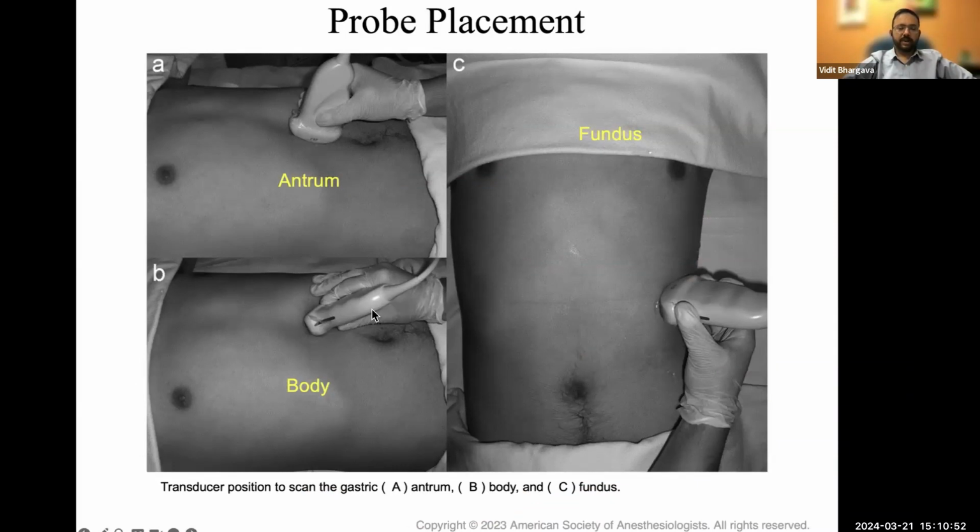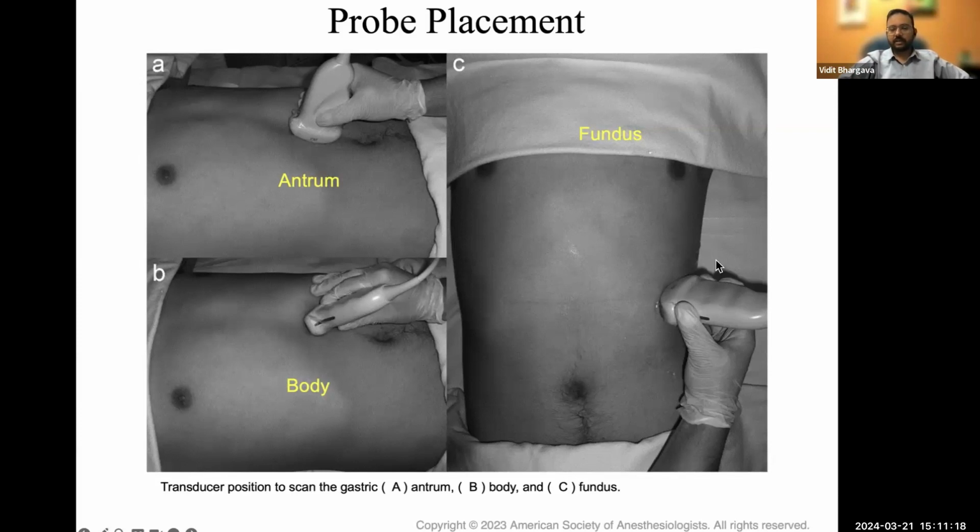This is placed more in an oblique plane. And as you can see, it's just right below that left subcostal margin. When the stomach is full, and especially when it's mixed with air, it makes it a little bit difficult to see the body. But that's a good window, and it's used to see that part.